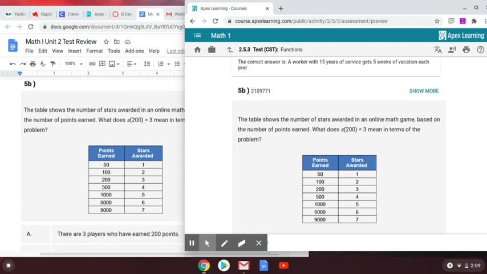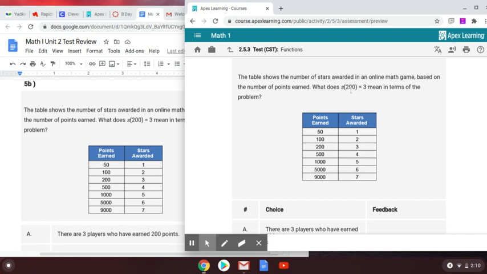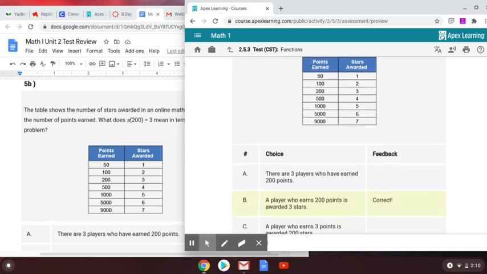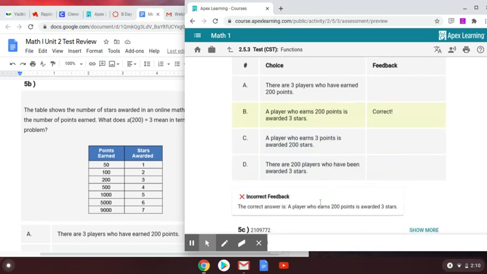5B. Table shows the number of stars awarded in an online math game based on the number of points earned. What does S of 200 equals 3 mean in terms of the problem? So again, what's on the inside of the parentheses here is your X. So we're looking at 200 right here and 3. So 200 points earned means 3 stars are awarded. A player who earns 200 points is awarded 3 stars.